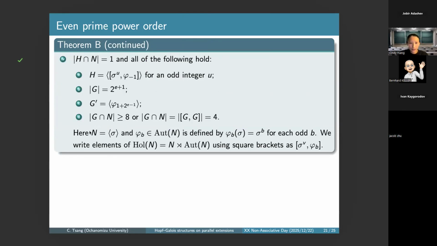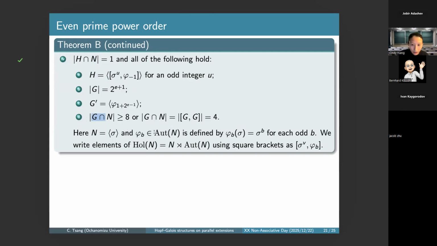We figure out the exact conditions that one needs. Basically, the order of G has to be 2^e plus 1, so the order of N is 2^e, and G is only 2 times that. And then H and G' have to be very specific. And then you have some conditions about G intersected with N or the commutator subgroup. The exact conditions are not so important, but there are some conditions that you have to impose to get the exact answers.